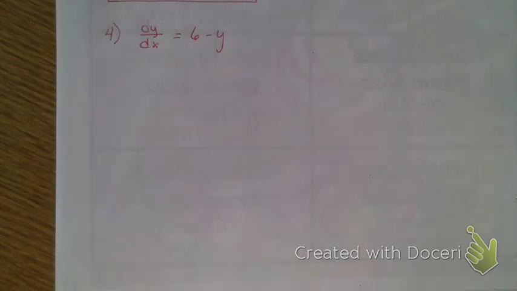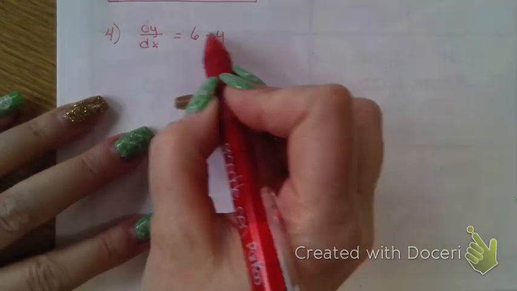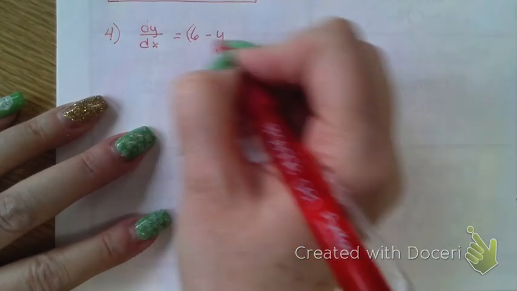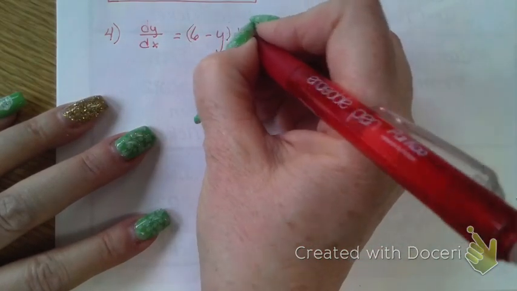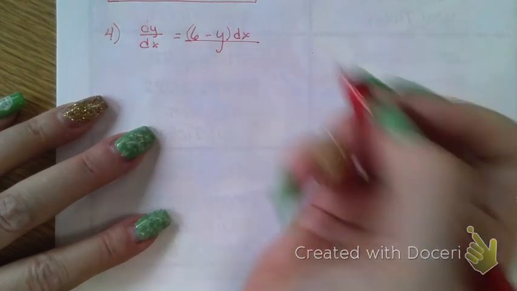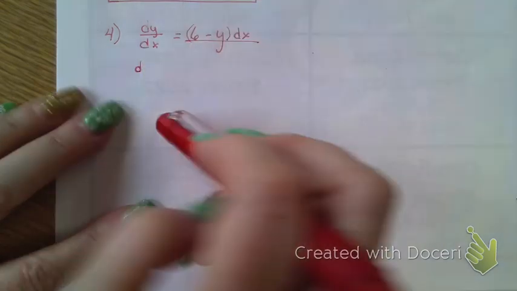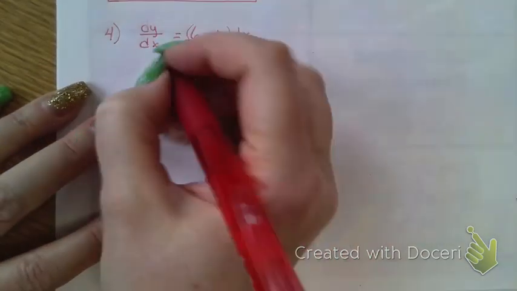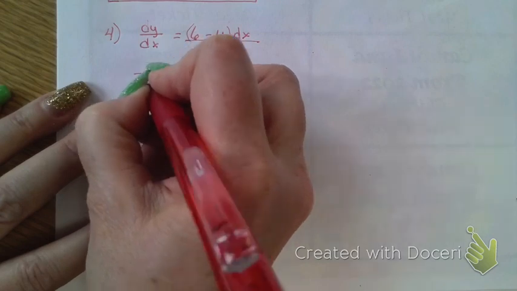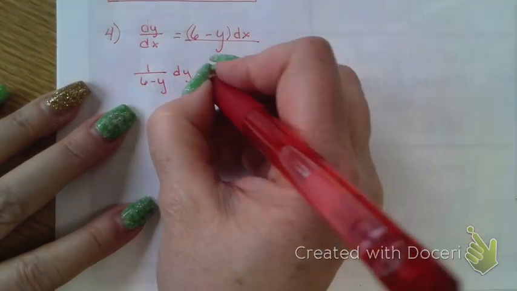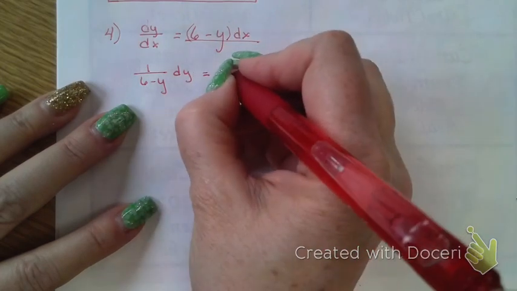So I need dy on one side, dx on the other. I would multiply the other side by dx. And divide, because this is one quantity, right? So it's going to be dx times that. So I'm going to have to divide by 6 minus y. So I'm going to have 1 over 6 minus y dy, because I don't want to put it over it. That would bug me. Would that bug you guys?